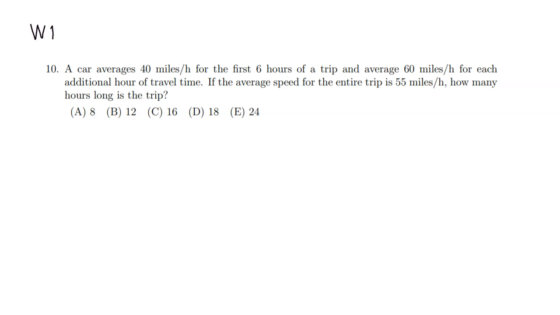All right, let's look at worksheet number 1, problem number 10. A car averages 40 miles per hour for the first 6 hours and averages 60 miles per hour, so it's going a little faster, for each additional hour of travel time, so we don't know how long. If the average speed for the entire trip is 55 miles per hour, how many hours long is the trip?